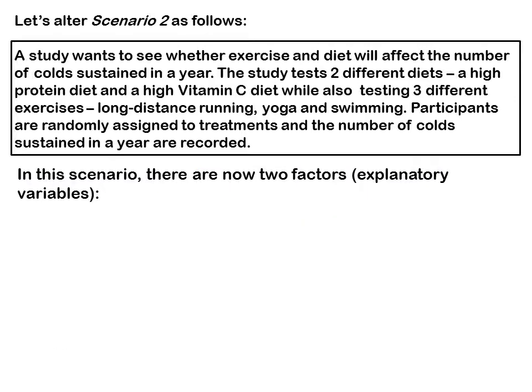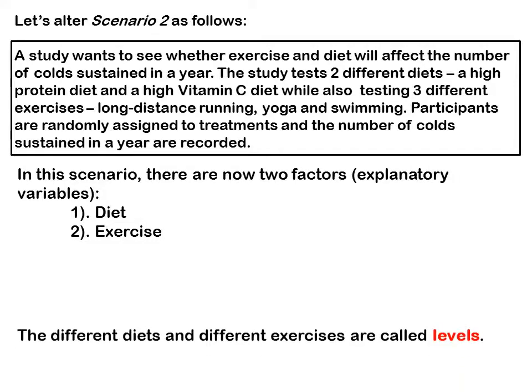Let's alter scenario 2 as follows. A study wants to see whether exercise and diet will affect the number of colds sustained in a year. The study tests 2 different diets, a high-protein diet and a high vitamin C diet, while also testing 3 different exercises: long-distance running, yoga, and swimming. Participants are randomly assigned to treatments, and the number of colds sustained in a year are recorded. In this scenario, there are now 2 factors, or explanatory variables: diet and exercise. We want to see if either of those may explain the change in the number of colds.